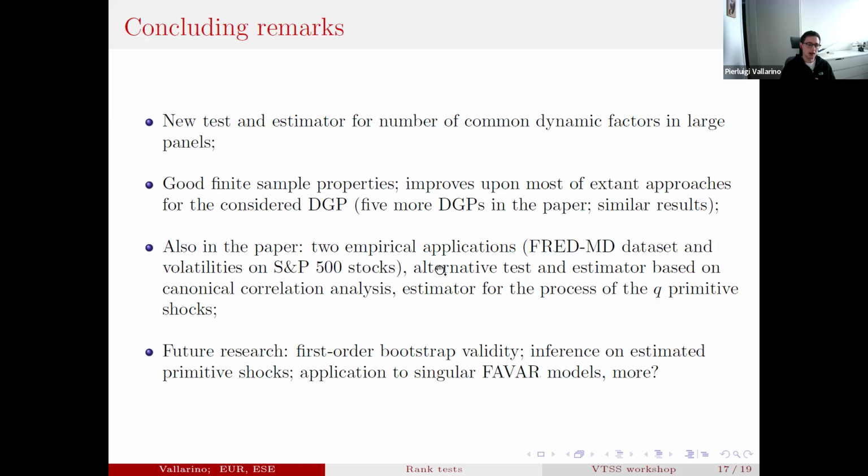In the paper, we also construct an alternative test and estimator based on canonical correlation analysis. Indeed, those that I presented today are more in line with Bai and Ng or, if you want, Amengual and Watson, while this one that we also have in the paper is more in line with Avarucci and Pierluigi. And finally, we also develop an estimator for the process of the Q primitive shocks, or if you want, dynamic factors. Future research will study the first order bootstrap validity of the implementation that we propose, and perhaps inference on these estimated primitive shocks, as well as considering applications to singular VAR models.